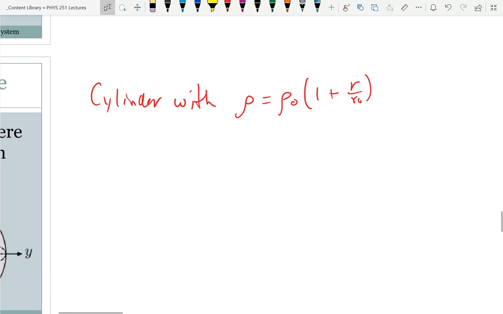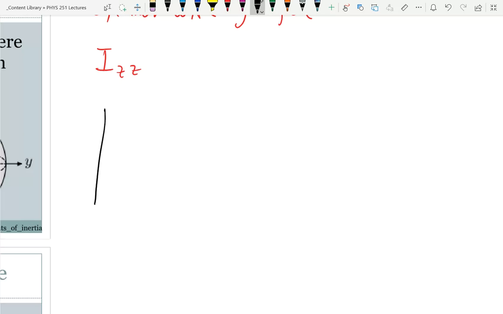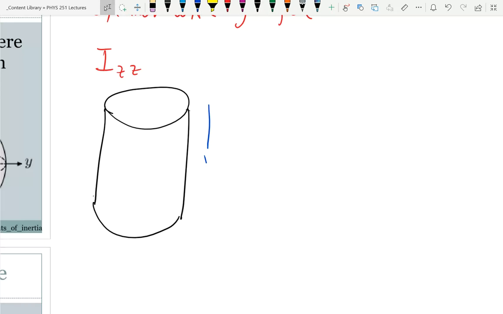So if that's the case, moment of inertia. I said ZZ. I didn't even specify, I just said ZZ. That's perfect. Cylinder. There's my cylinder. It'll have a height H, a radius R. That's all you need to specify, right? Just goes around the whole 2 pi radians for the angle.